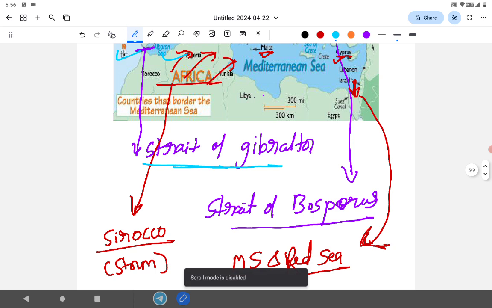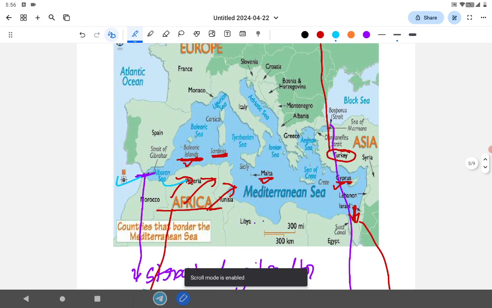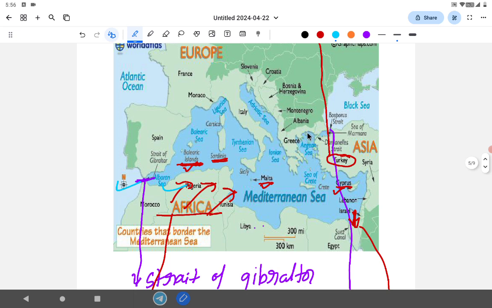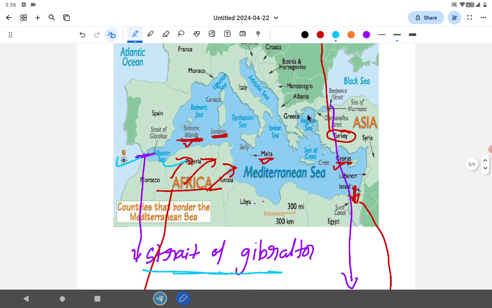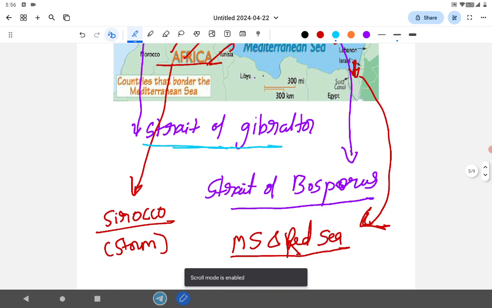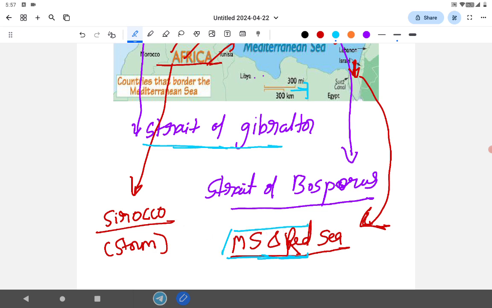Next, there is the Strait of Bosporus, around here. The Strait of Bosporus connects the Black Sea and the Mediterranean Sea. Then there is the Suez Canal. The Suez Canal connects the Mediterranean Sea and the Red Sea. It is near Egypt, on the eastern side of Egypt.